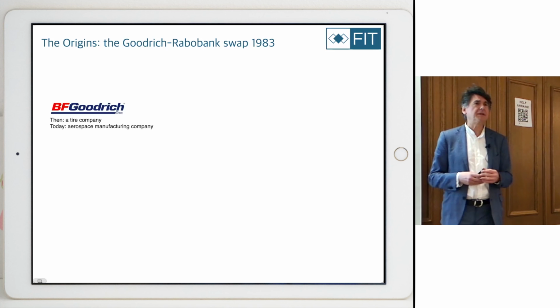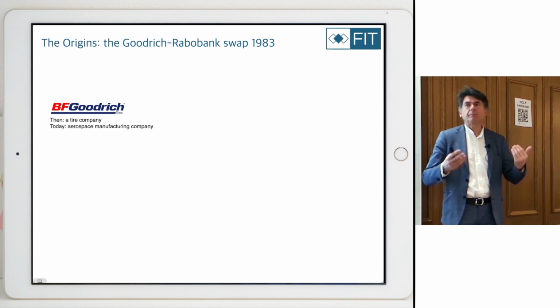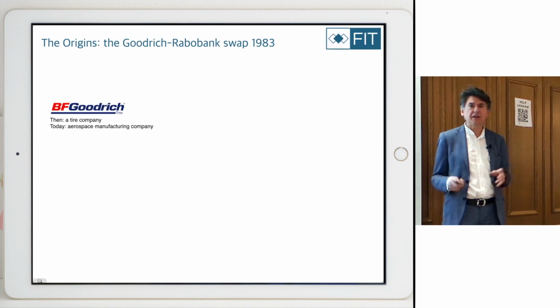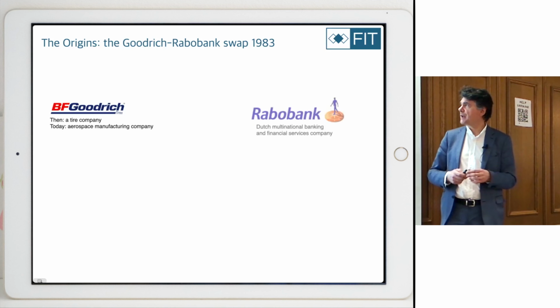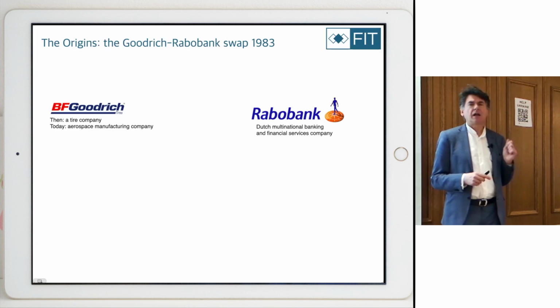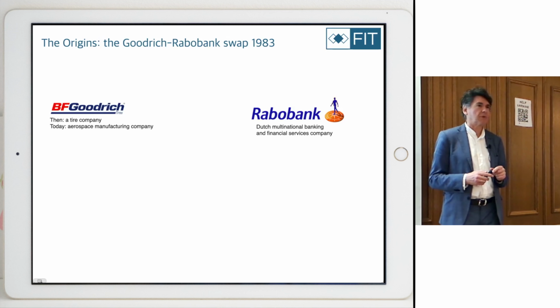They do PVC. They're a PVC manufacturer. They do other things. But for what matters to us today, they're going to be a tire manufacturer. That's it. In 1983, that's essentially what they were. That's Goodrich. And then there's going to be another player in our business case discussion, which is Rabobank. It's a bank you probably have never heard of before. Have you heard of Rabobank?